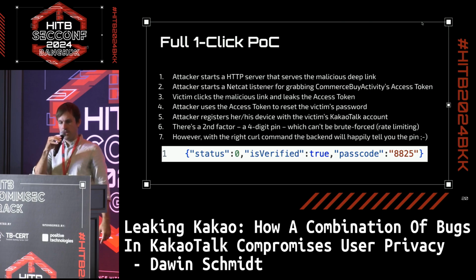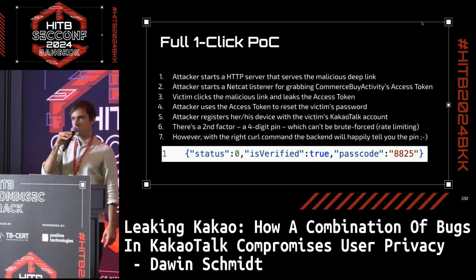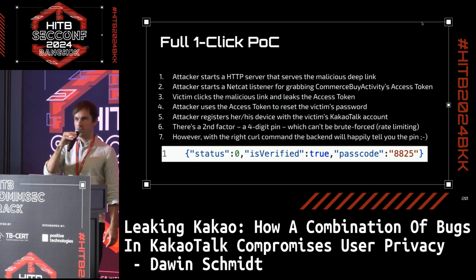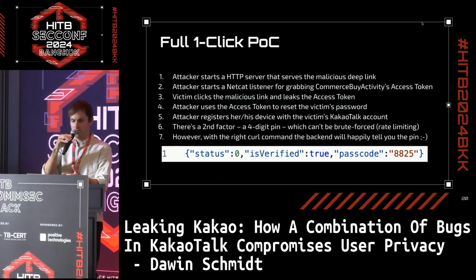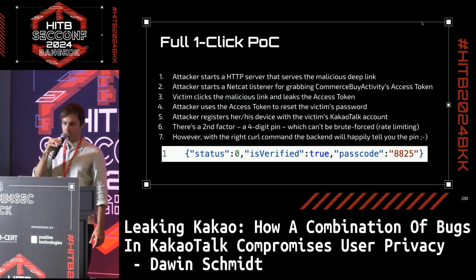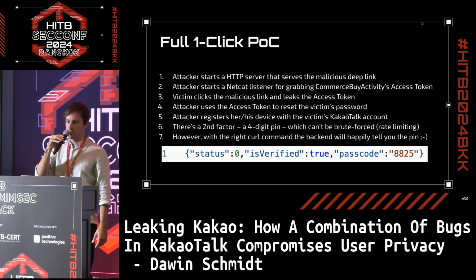Even though there was a second factor involved, so if you register a new device to your phone in KakaoTalk, you also need to enter a 4-digit PIN. I couldn't brute force that because there was some rate limiting going on on the backend side. But again, easily, when you have the access token and with the right curl command, I was just able to get this PIN from the backend by just asking the backend for the PIN. That's what you see on the screenshot.